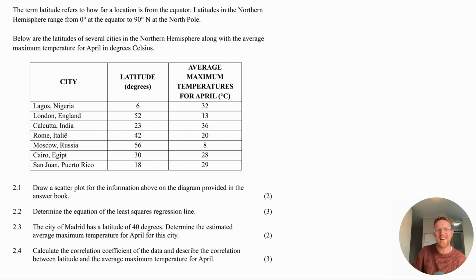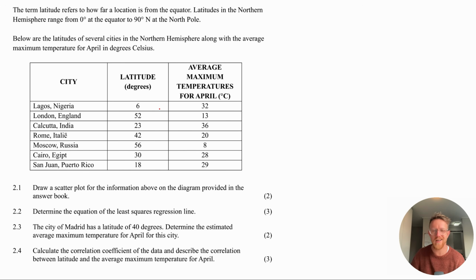The term latitude refers to how far a location is from the equator. Latitudes in the northern hemisphere range from 0 at the equator to 90 at the North Pole. Below are the latitudes of several cities in the northern hemisphere, along with the average maximum temperature for April in degrees Celsius. For example, we've got Nigeria at a latitude of 6 degrees and a temperature of 32.